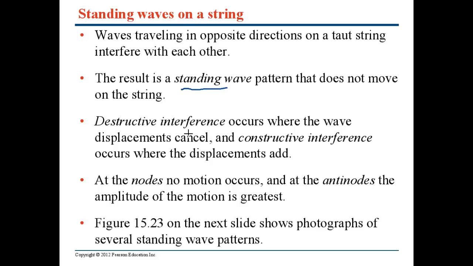We'll have destructive interference where the waves are going to essentially cancel each other out. One wave will be pulling the string up, one wave will be pulling the string downwards, and we'll have constructive interference where both of the waveforms are adding together. They're both pulling the string in the same direction. Where we have destructive interference, we'll call those nodes, and essentially the string will not move. There'll be no motion. The exact opposite, where we have constructive interference, we'll have what we call antinodes, which is where the amplitude of the string will be the greatest. So on the next slide we get to see some pictures of this.